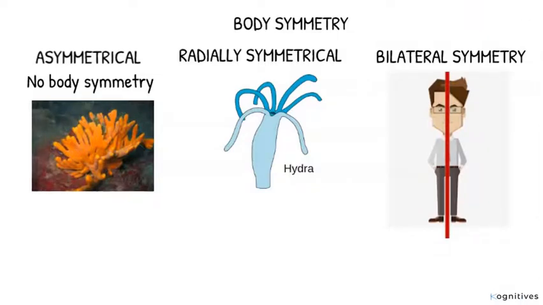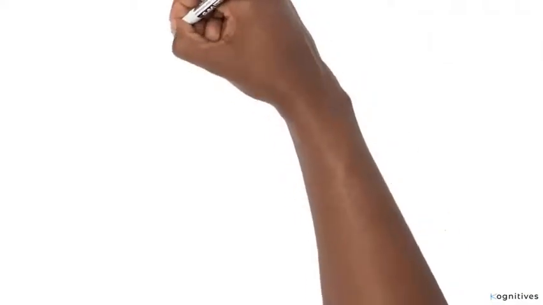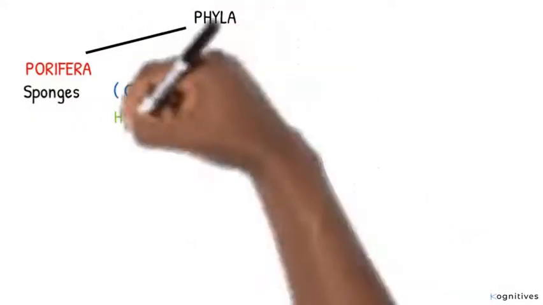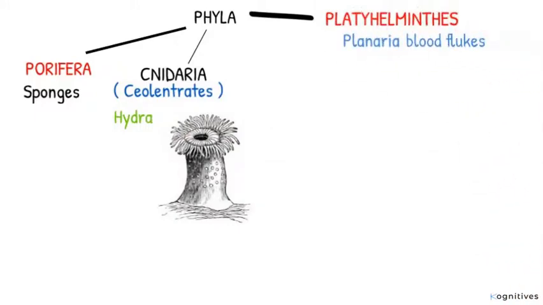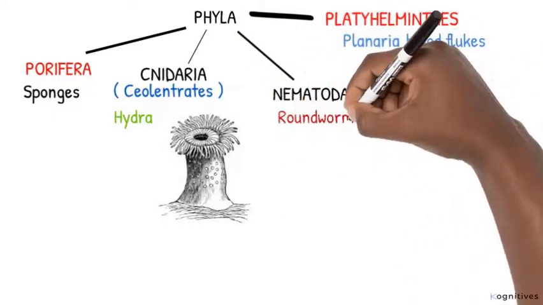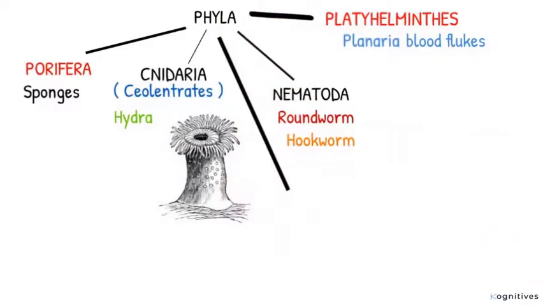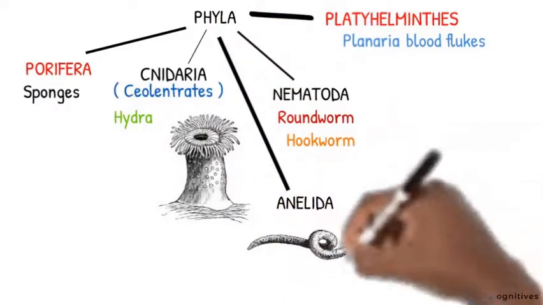Animals can be further classified into various groups called phyla, as seen below. Kingdom Animalia has various phyla. These include the Porifera, examples are the sponges; the Cnidaria or coelenterates, examples are the hydra and sea anemones; the Platyhelminths, examples we have the planaria and the blood flukes; the nematodes or phylum Nematoda, which include the roundworm and the hookworm. We have phylum Annelida, which involves the earthworm.